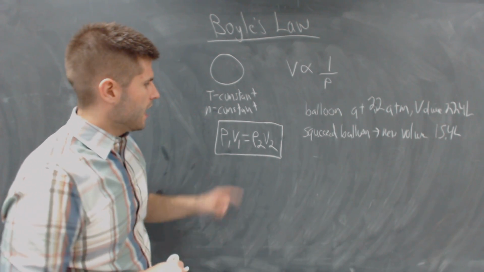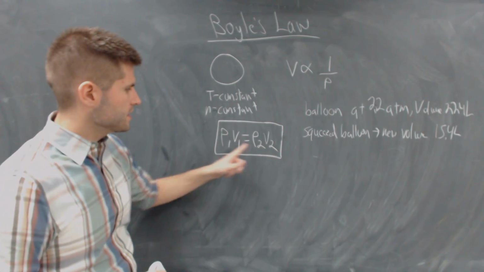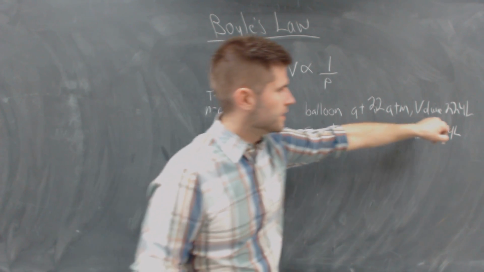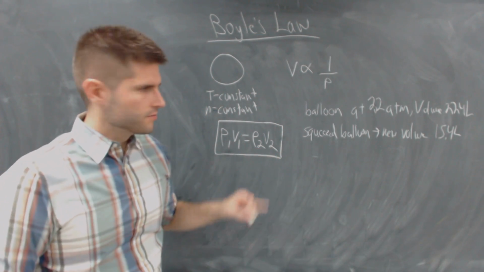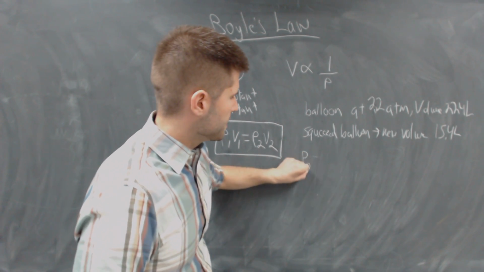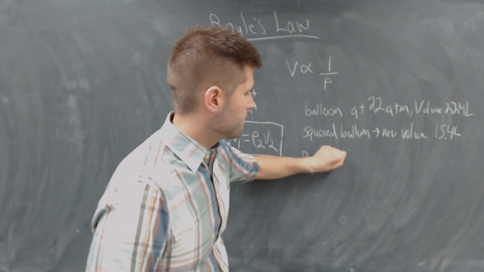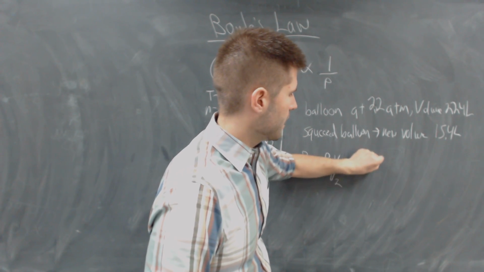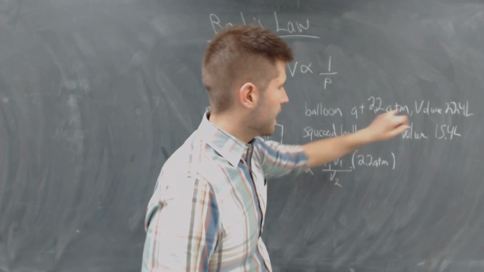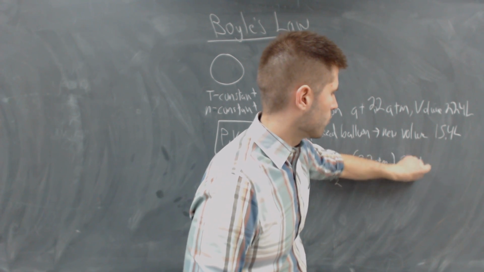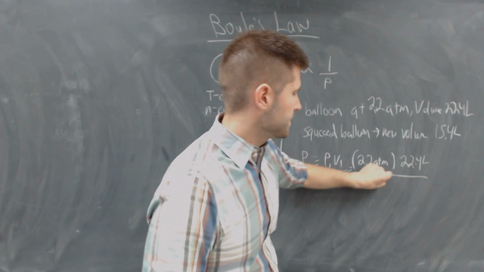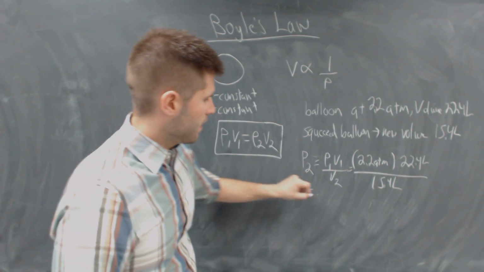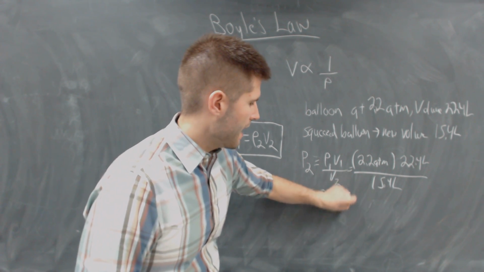In this case, I want to know what my secondary pressure is. I can use this equation to solve for P2. We had the initial pressure, we had the initial volume, and we had the secondary volume, so we can figure out the secondary pressure. P2 is going to be equal to P1 V1 over V2. We plug in our values, 2.2 atmospheres times 22.4 liters divided by 15.4 liters. We end up getting a value of 3.2 atmospheres.